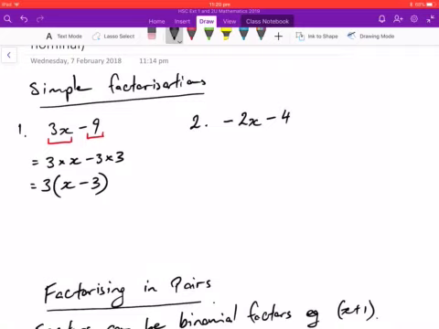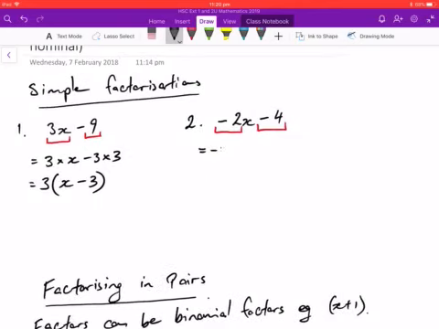The next example over here with minus 2x minus 4, you can also have a common factor which is a negative. So just because it's a negative term, sometimes it's neater to do that, or it's an option that we need to consider if we're going to be simplifying more complex algebraic expressions.